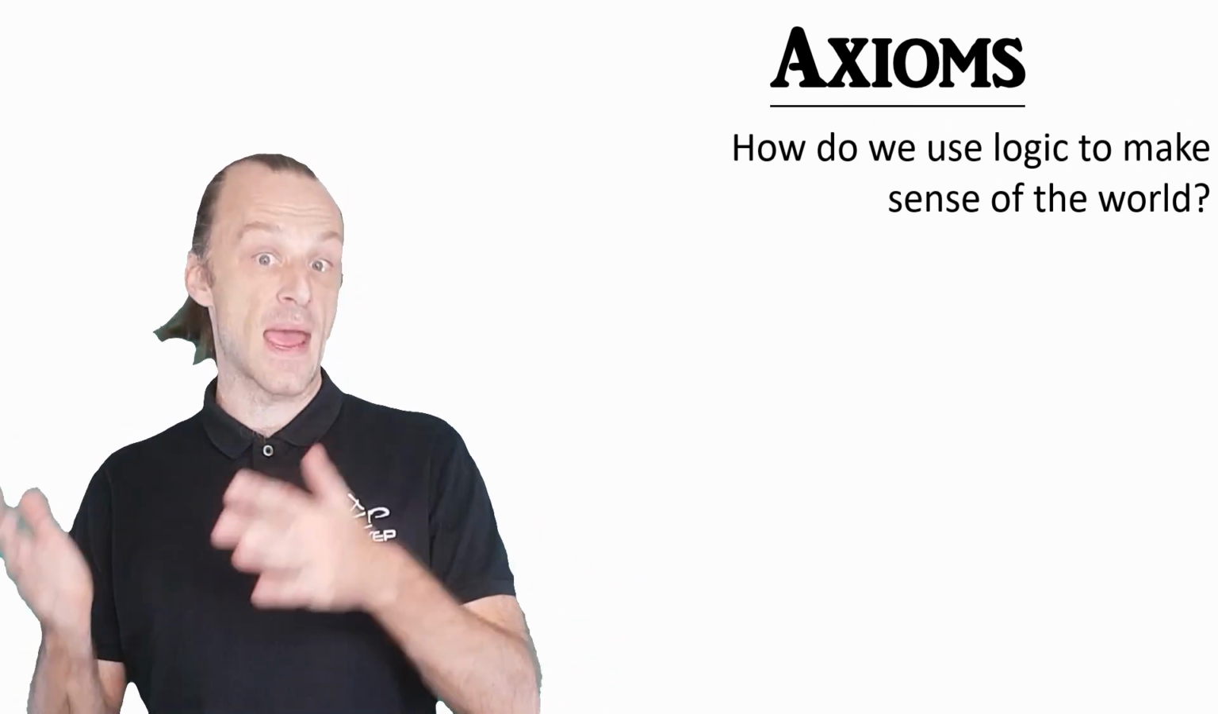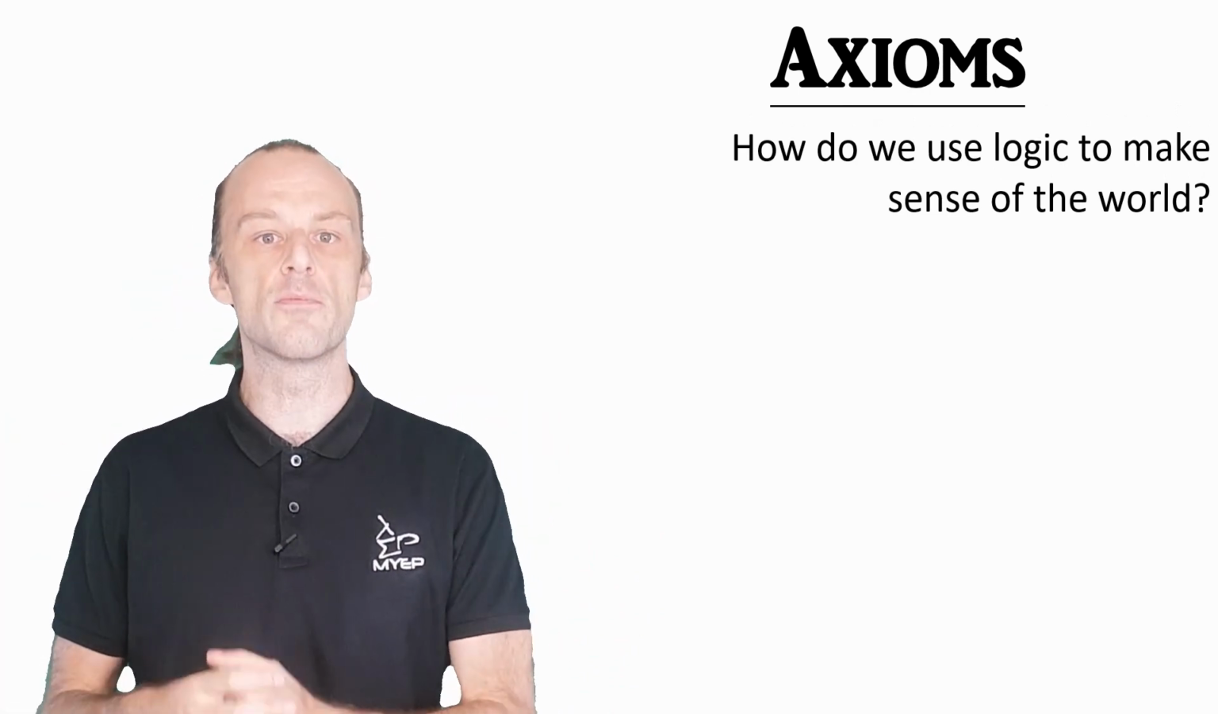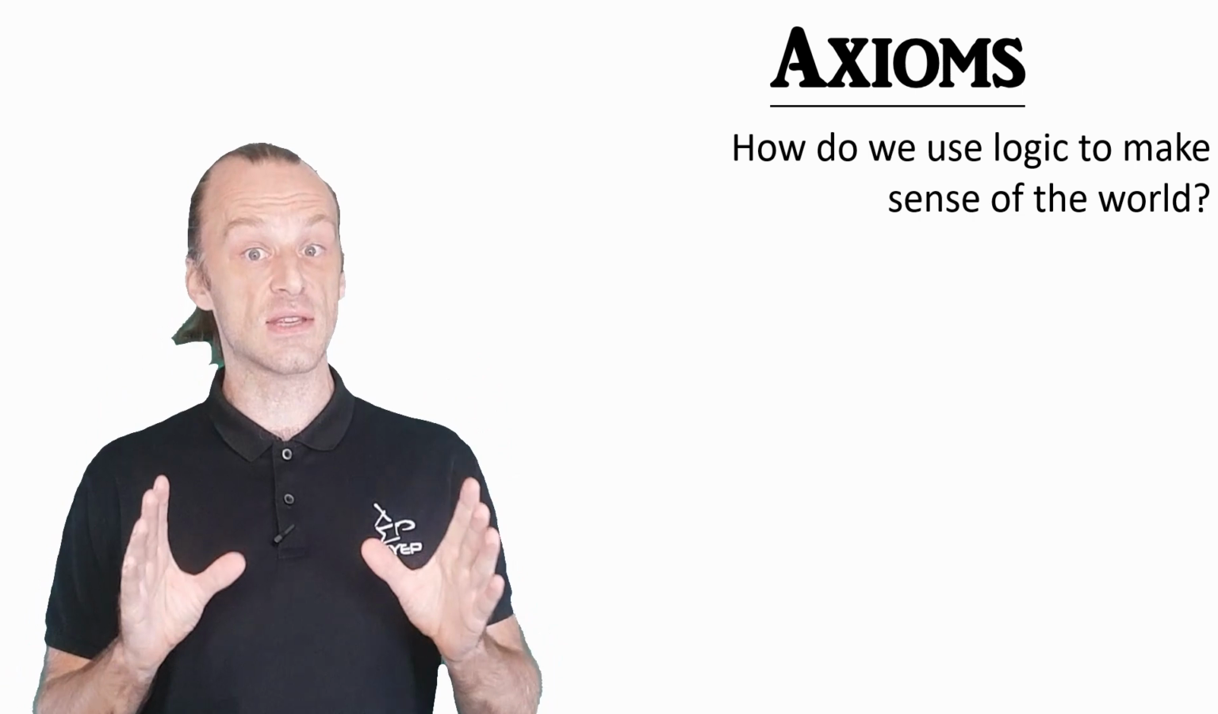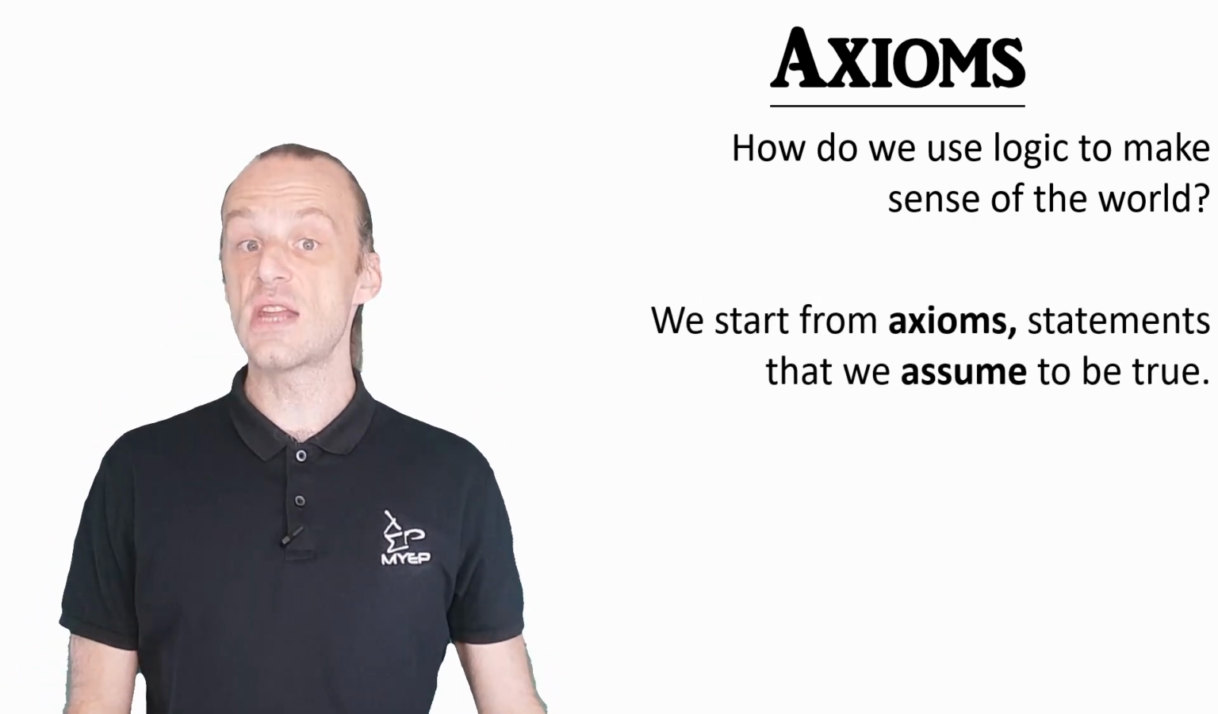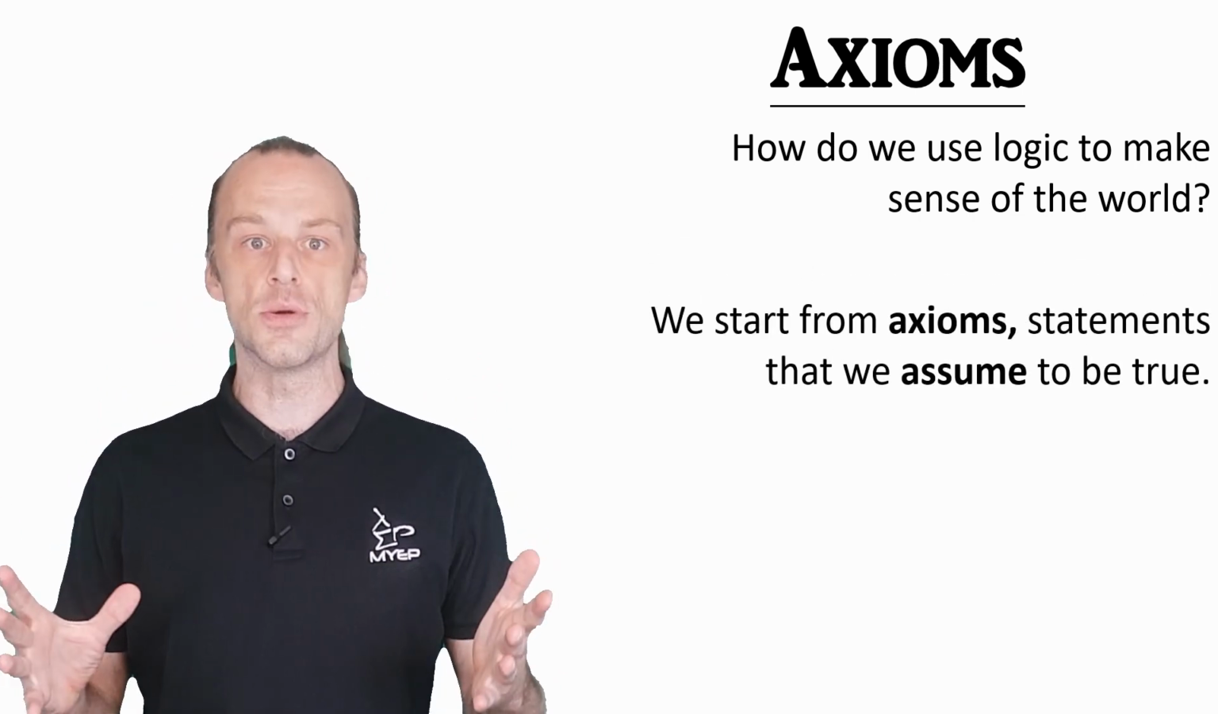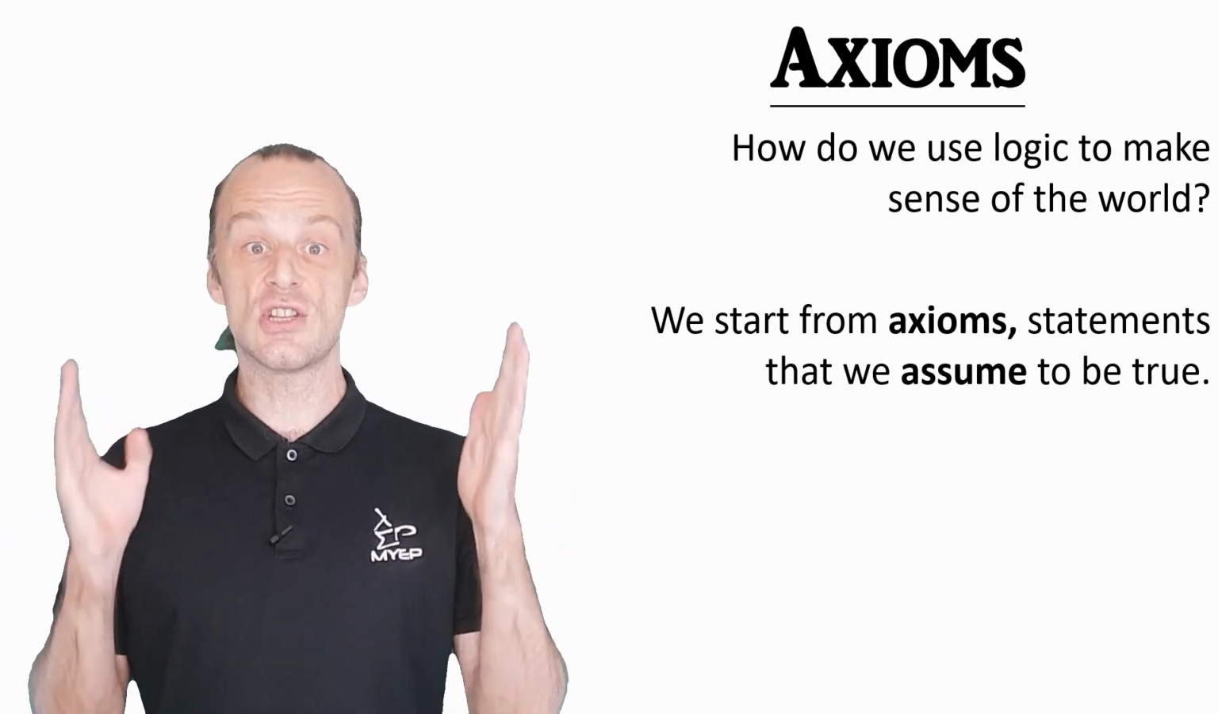But how do we go from statements and truth values to all the different work that we've done in maths and other subjects as well? We do this by using axioms. Axioms are statements that we just assume to be true. That's it. We just assume.